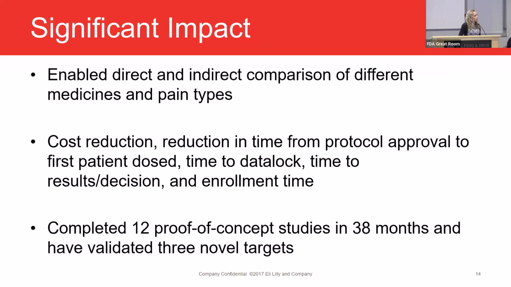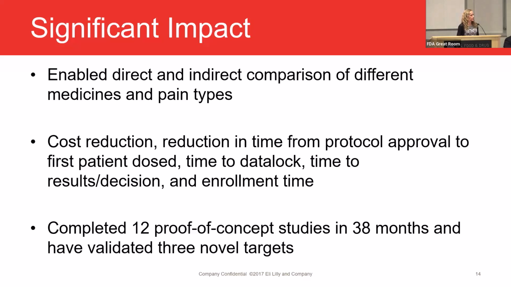And so thus far, we have seen, as I mentioned, a great deal of impact from this trial, including reduction in cost, reducing time from, say, protocol approval to when a first patient is dosed, time to data lock, time to decisions, and enrollment time. It completed 12 proof-of-concept studies in 38 months and validated 3 novel targets. This is much shorter than what we would see independently, but is also hard to fully compare because, again, often we may not get all 3 pain types because if the first one isn't successful, it may be abandoned.